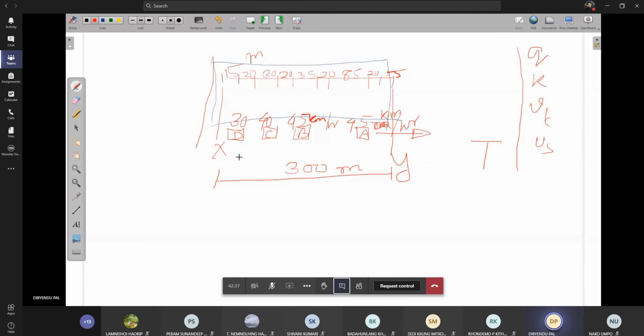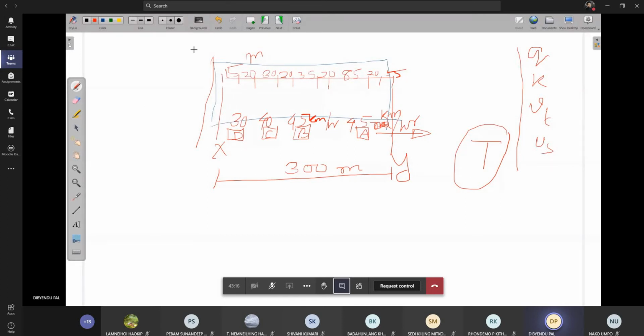Say the speed of the vehicles when the photograph was taken: vehicle A was at 45 km per hour, vehicle B also 45 km per hour, C at 40 km per hour, and D at 40 km per hour at that instant. Within this instant, the marked total distance was found to be 300 meters. After that, the person was observing the vehicles' movement for a total time period of t. Now the question asks to find the flow, the density, the time mean speed, and the space mean speed.